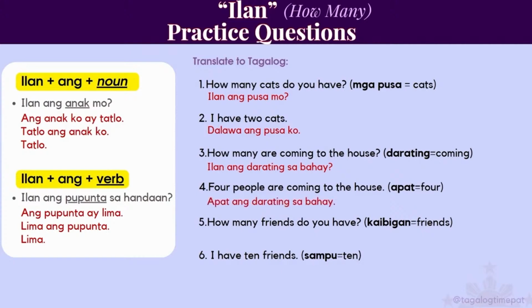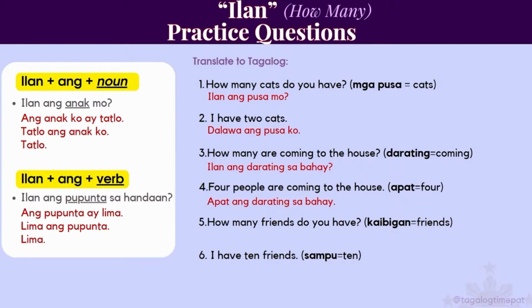Number 4, 4 people are coming to the house. Apat means 4. So 4 people are coming to the house would be apat ang darating sa bahay. Remember, the short answer would be apat, apat.